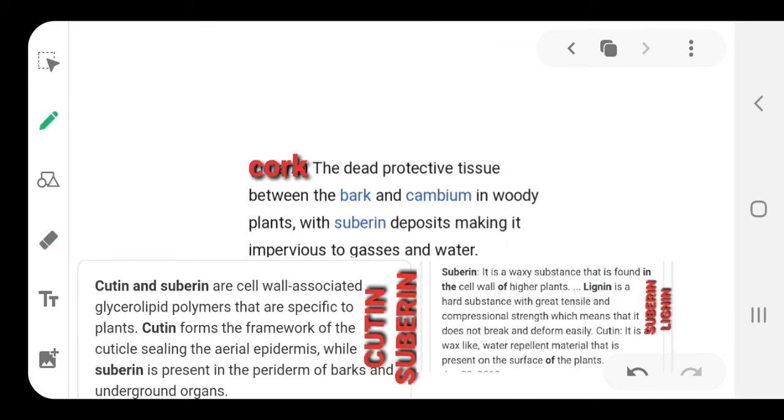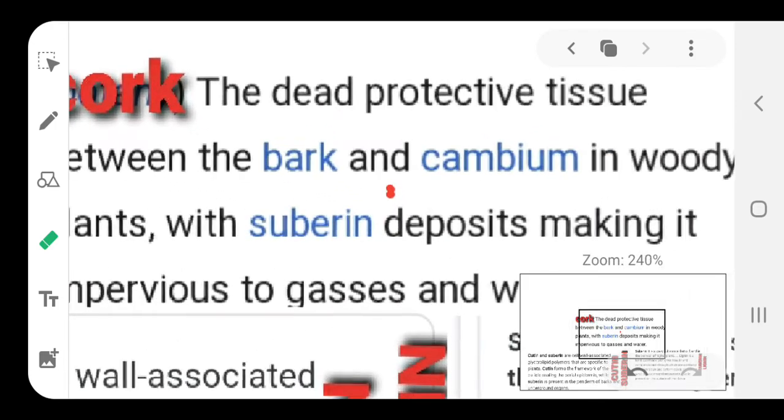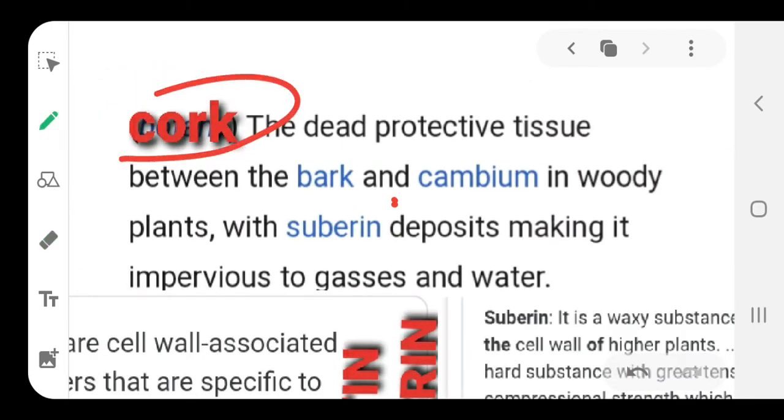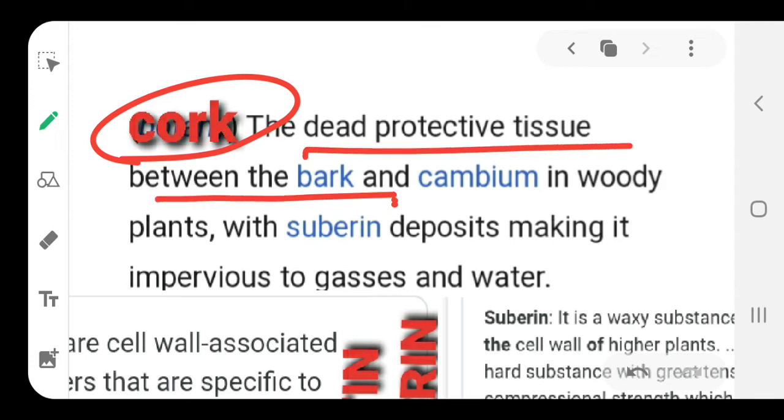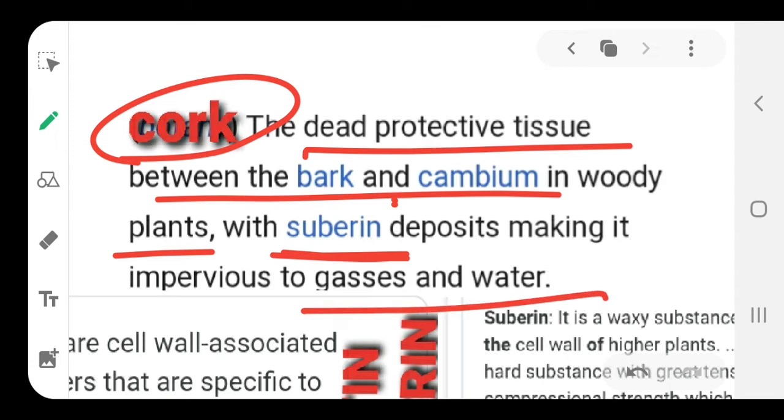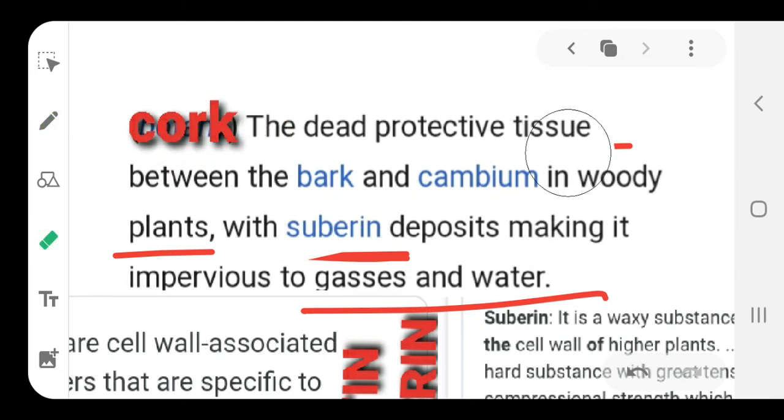Throughout this presentation you have seen we have used some terms. So, underline these particular definition terms and then copy them down. First is, what is cork? Underline it. It is the dead protective tissue between the bark and cambium in woody plants with, underline the new word, suberin deposits making it impervious to gas and water. So, basically it is dead protective tissue and it acts as an impervious zone preventing water and gases from entering. That is basically cork.